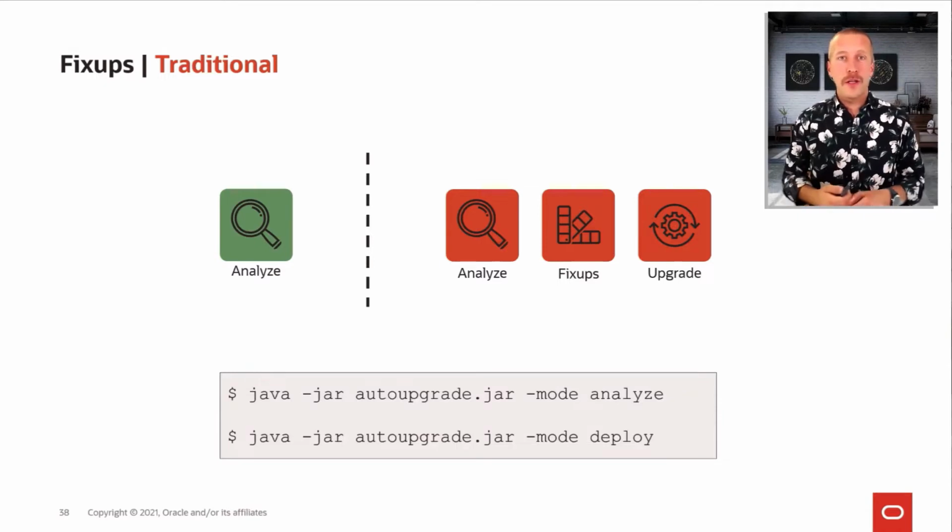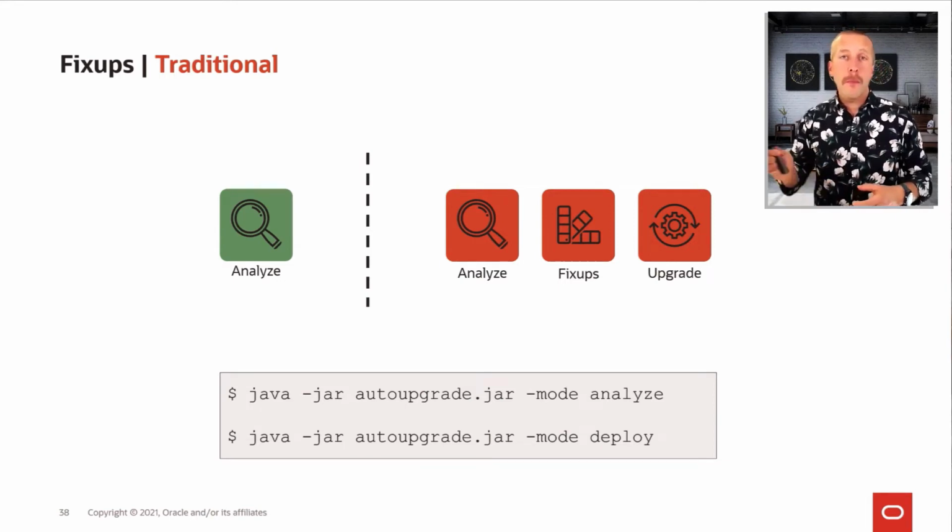Normally, when you upgrade your database with auto upgrade, it is a two-step process. First, auto upgrade will analyze the database. It is a non-intrusive check that you can run while the database is still open for business. Then, when the downtime window begins, you can use the deploy mode, which will reanalyze the database and then run the pre-upgrade fix-ups.